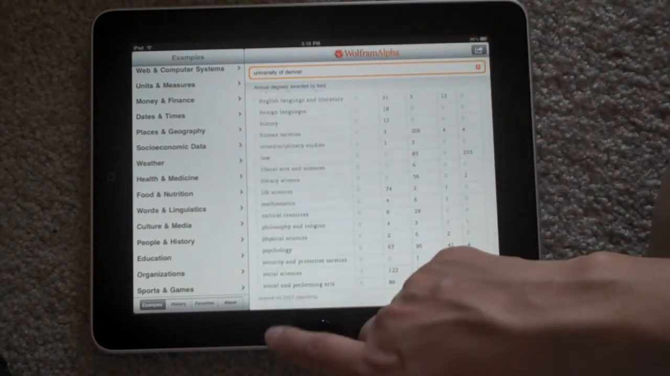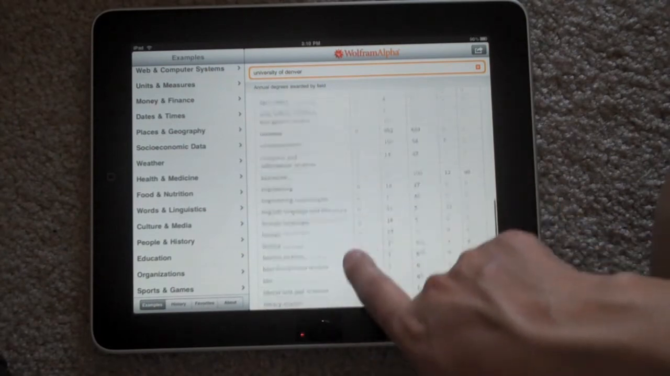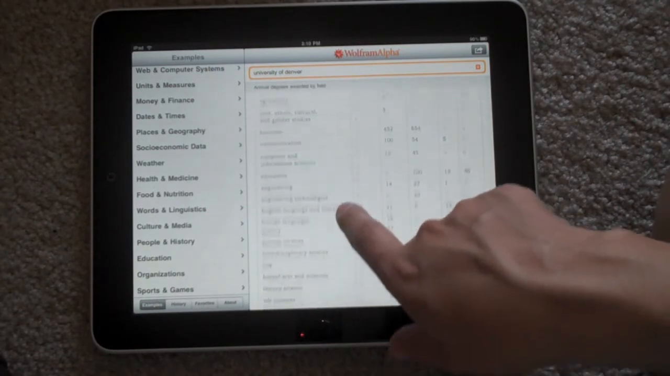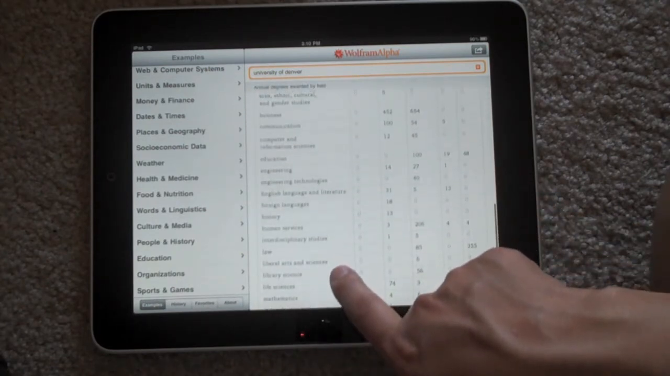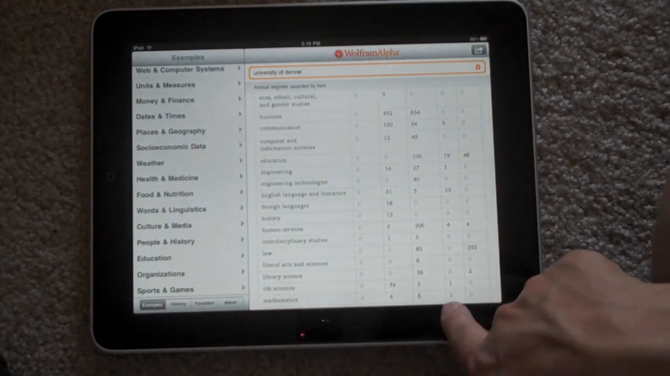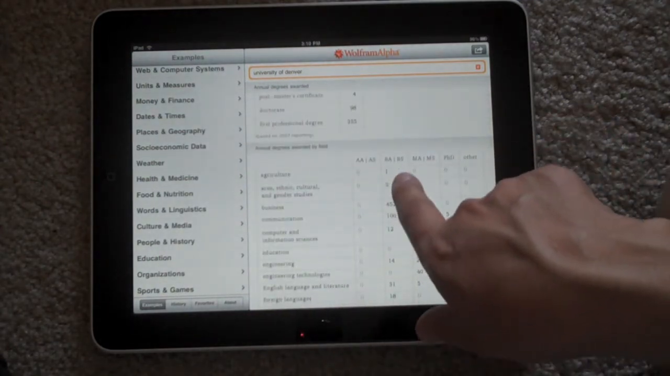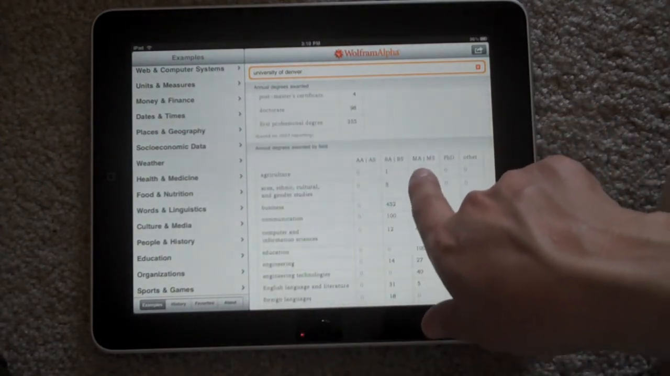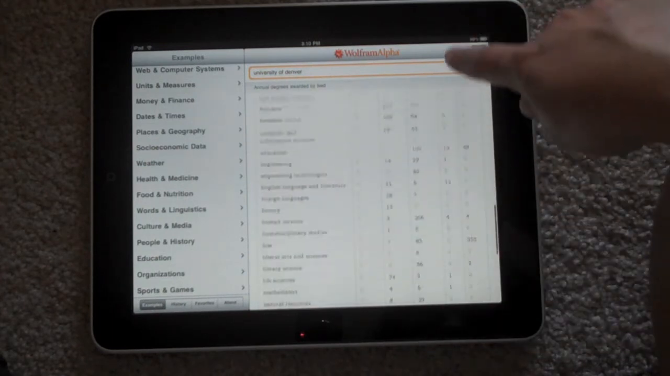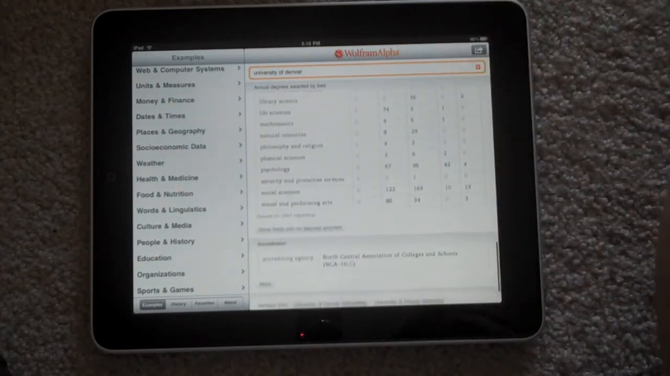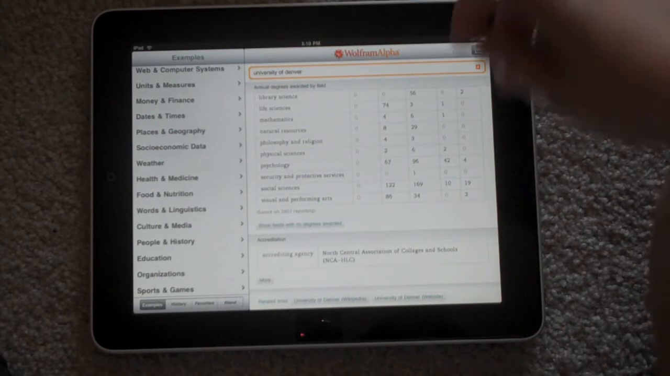I'm just curious. Let's see what they say about math. Math, we got 4, 6, and 1. So 4 BA, BS, 6 MA, MS, and 1 PhD per year. So we have a very small department.